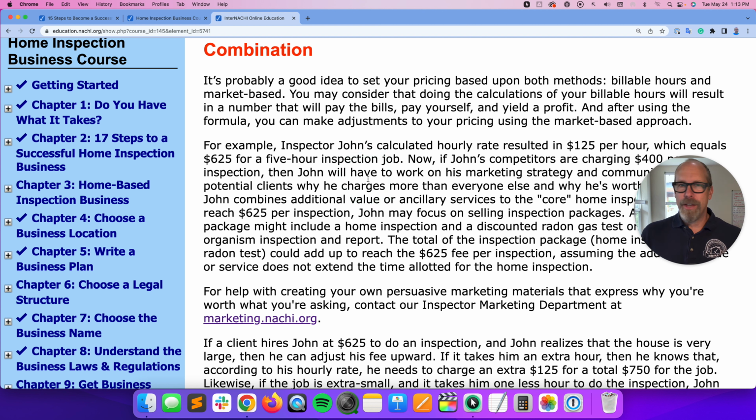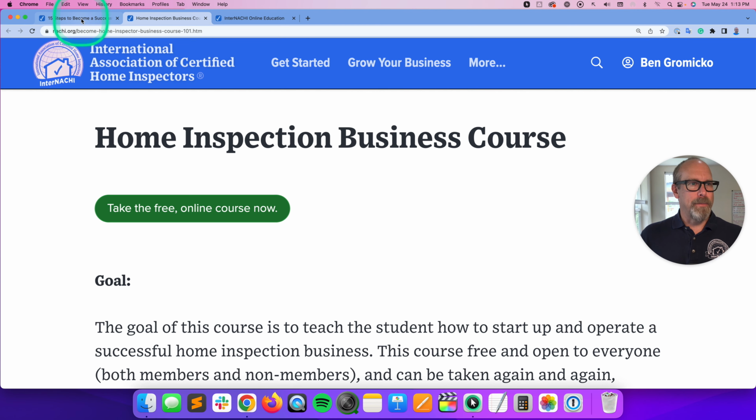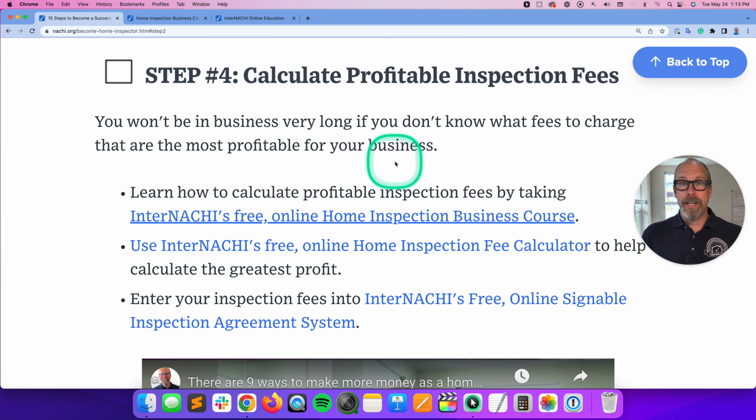It doesn't have anything to do with what your inspector is doing at a discount rate. It's not about competing on price. It's about math and what you need to make, what your overhead is, and what your desired profit margin would be. So take a look at the Home Inspection Business Course, Chapter 11, to calculate profitable inspection fees.